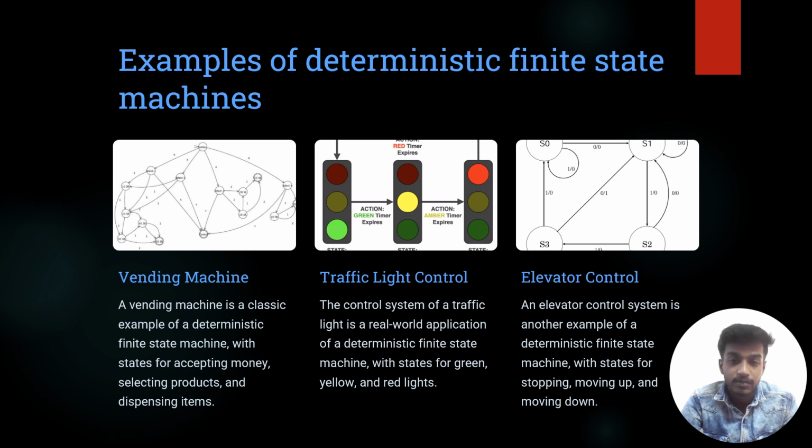The next example is traffic light control. The control system of a traffic light is a real-world application of deterministic finite state machines, with the states of green, yellow and red lights. Elevator control: an elevator control system is another example of deterministic finite state machines, with the states for stopping, moving up and moving down.